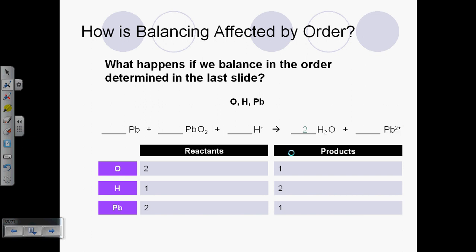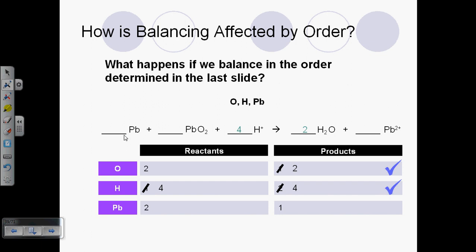So here, if we do our oxygen first, we can see that we need to add a coefficient here. There's 2 on the reactant side, we need 2 here. So if you put a 2 in front, you're going to get 2 oxygen atoms here. You're also going to get 4 hydrogen atoms because you have 2 water molecules, so 2 times 2 gives us 4. So it's going to change both of those. Now we have to go over to the reactant side. We could put a 4 here to balance out our hydrogens on the other side.